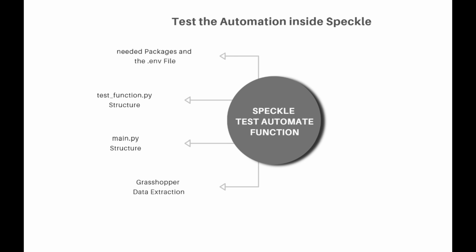So what will this video be about? First, I want to set the needed packages and the environment inside Python. Then I will have a test function py and a main py file, and they will be connected with each other, and the test function py is going to take the logic from the main py file, and we will test if we can take properly the data from Grasshopper and from inside Speckle, if we are dealing with the right data, and let's see how we can do this.